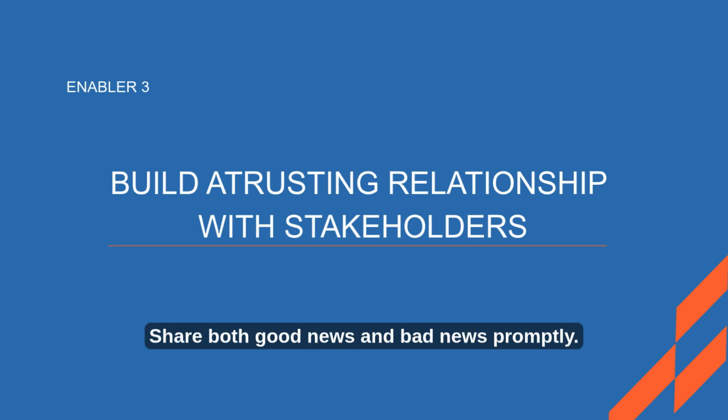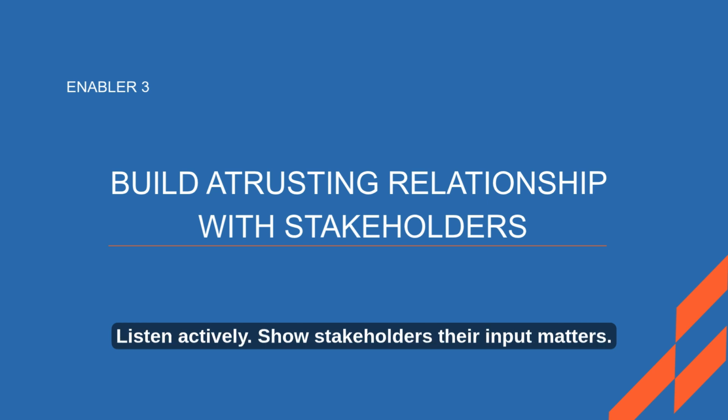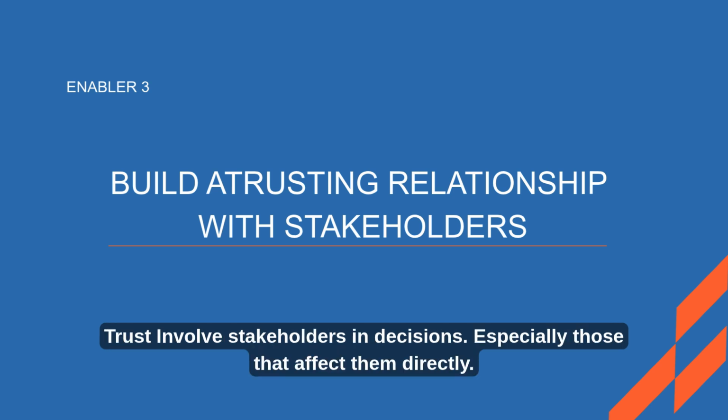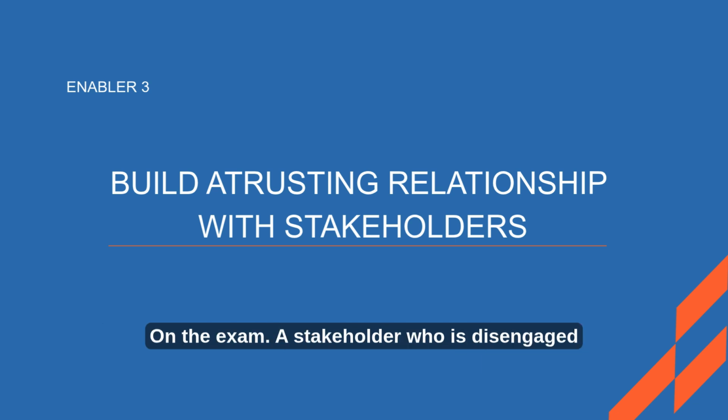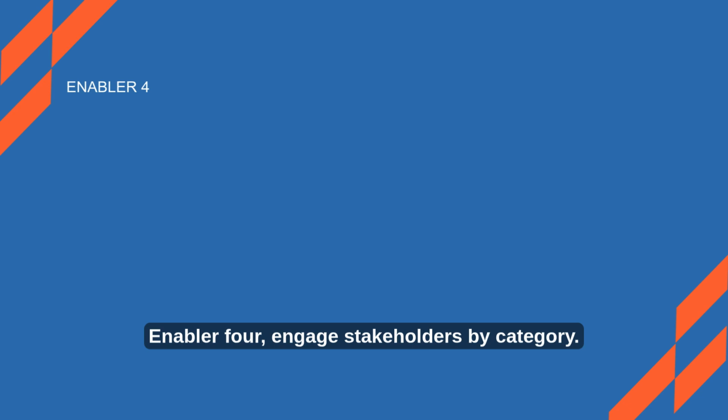Share both good news and bad news promptly. Listen actively. Show stakeholders their input matters. Involve stakeholders in decisions, especially those that affect them directly. On the exam, a stakeholder who is disengaged or resistant is almost always a trust problem, and the solution involves engagement, not pressure.